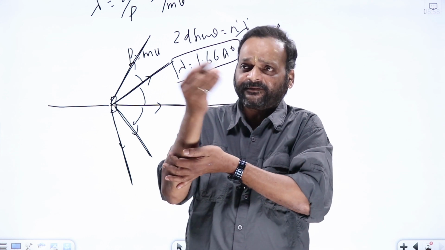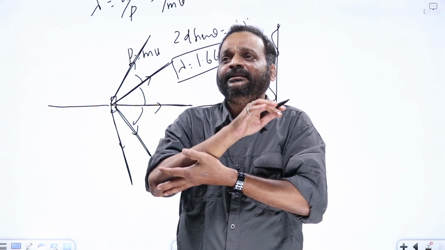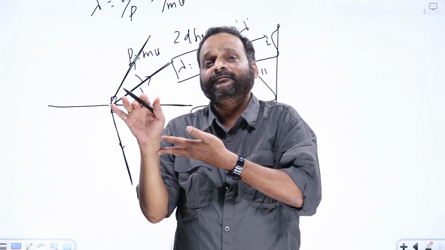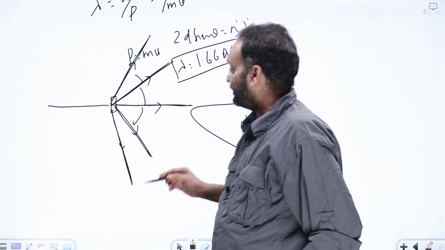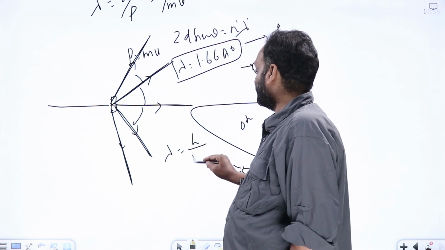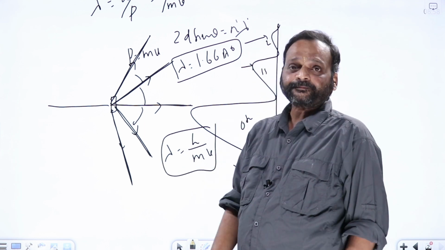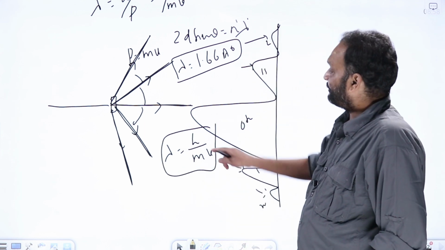Later on, after some time, they came to know that somebody in Europe called de Broglie was saying that material particles also behave like waves, and he derived an expression that the wavelength of that matter wave is lambda equal to h by mv. They heard about this concept and applied it here.